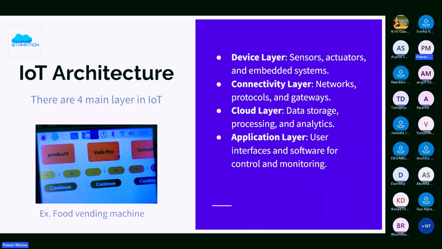So IoT is made of mainly four layers. Those four layers are the device layer, connectivity layer, cloud layer, and application layer. In the device layer, we deal with the hardware side, like our sensors, actuators, and embedded systems.